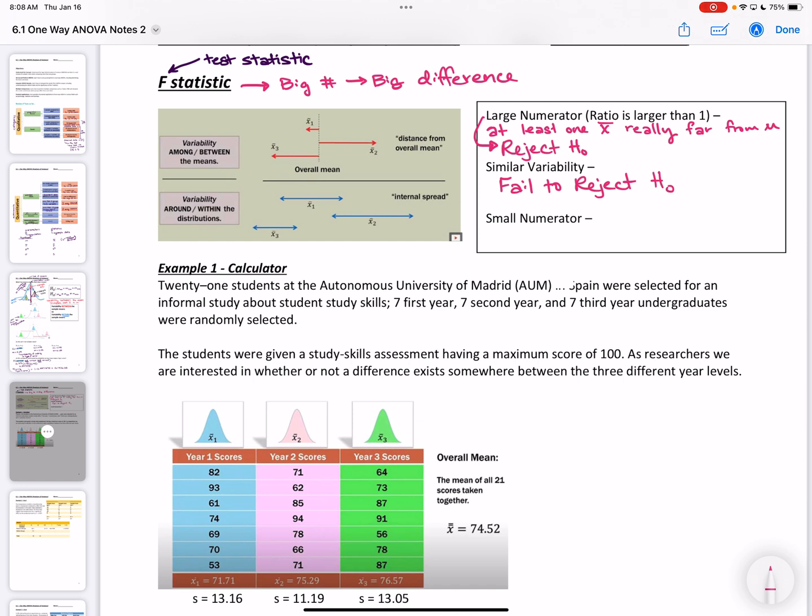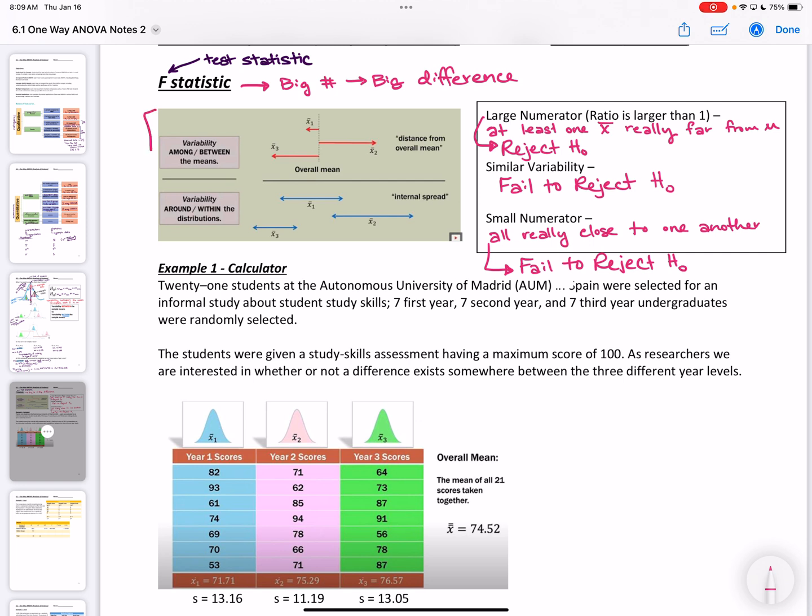Okay? Same thing with if you get a small numerator, that means the means are all really close together, all right? Then they're all really close to each other. Let me write that. All really close to one another. Then you're going to get a small number. There's not a big difference. It's a small difference. So this is another scenario where you would fail to reject the null. Okay?